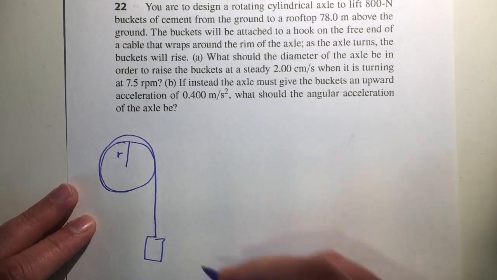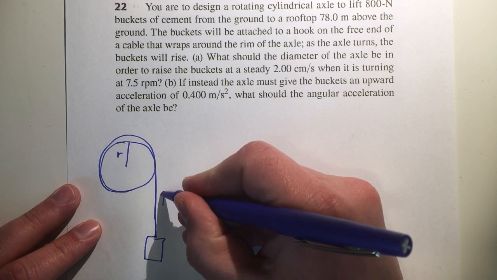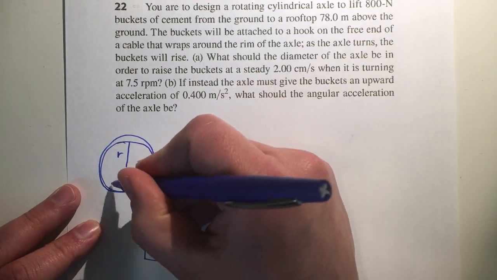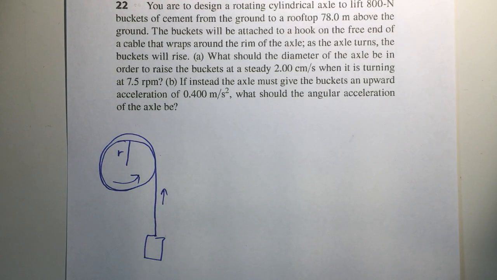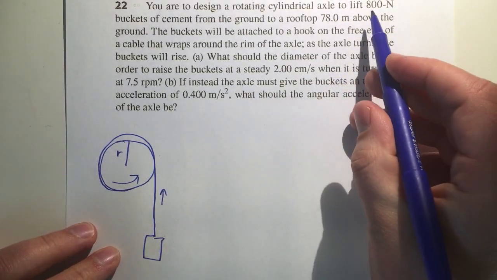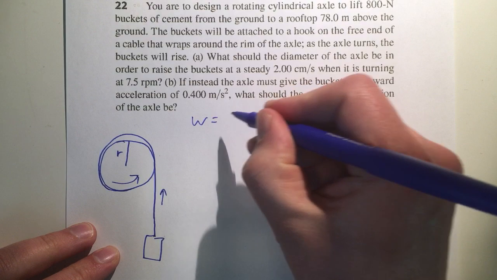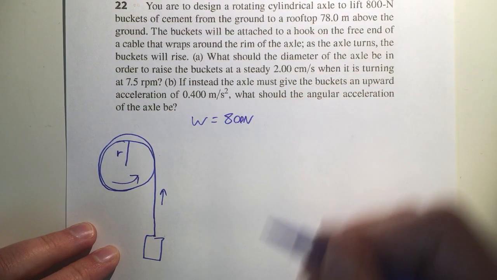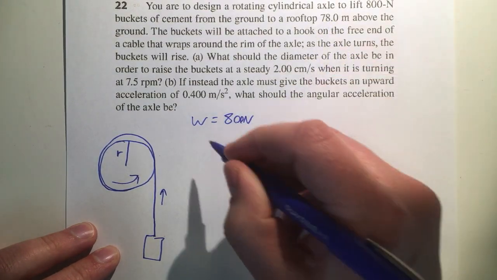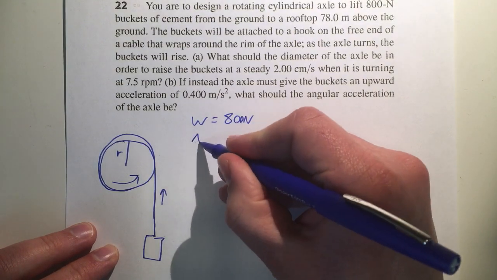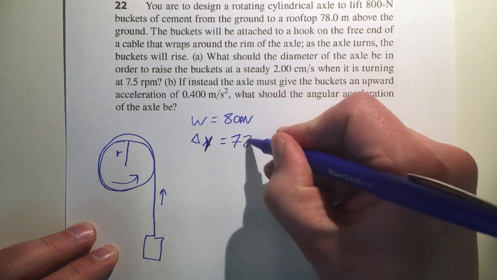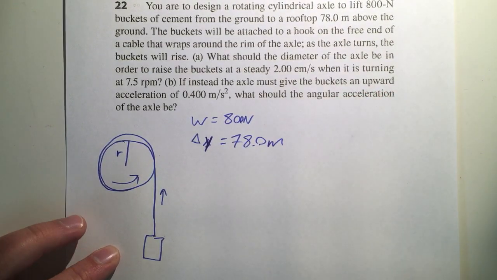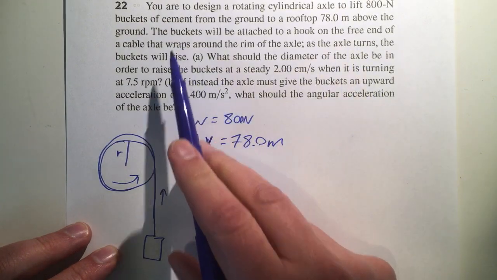As this thing moves, the rope is picked up as the cylinder spins in this direction. You can see that happening in everyday life, so this is a really nice relevant problem. What do they tell us in the problem? They tell us the bucket weighs 800 newtons. They tell me the distance traveled by the bucket, let's call it delta y, is equal to 78.0 meters. That's all they tell us in the setup.